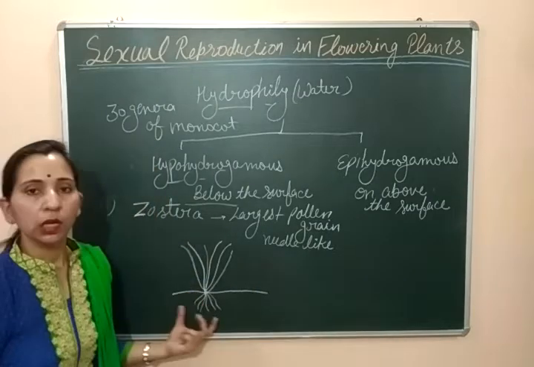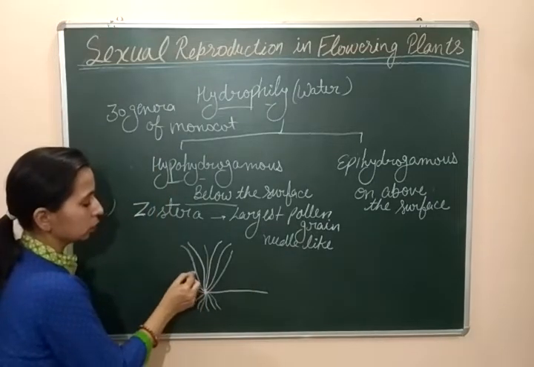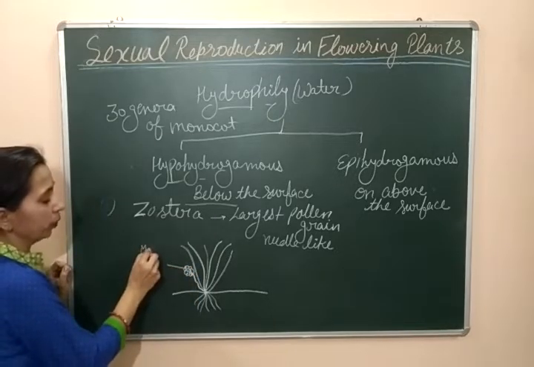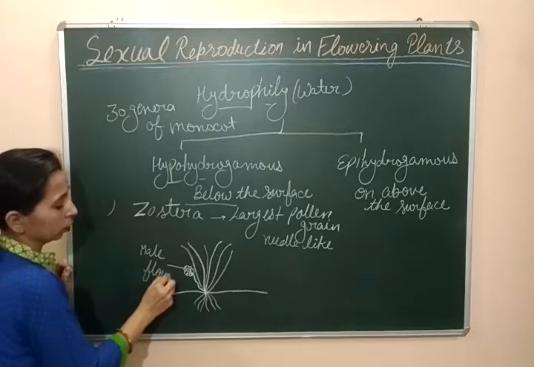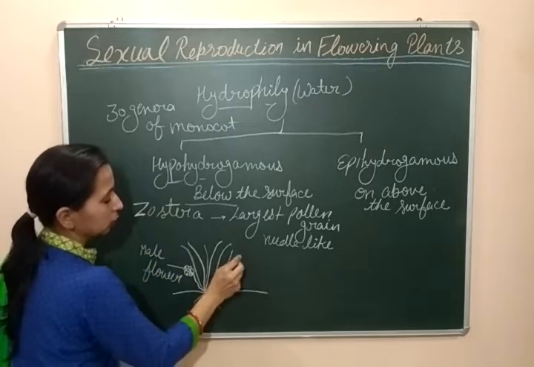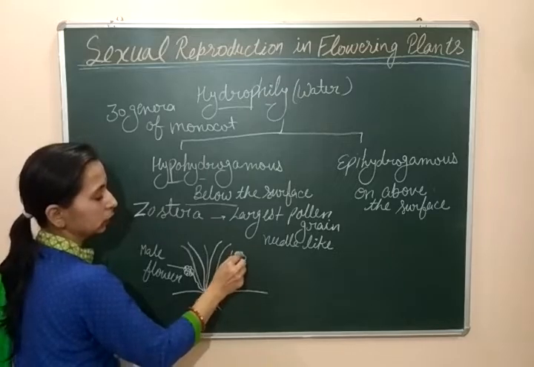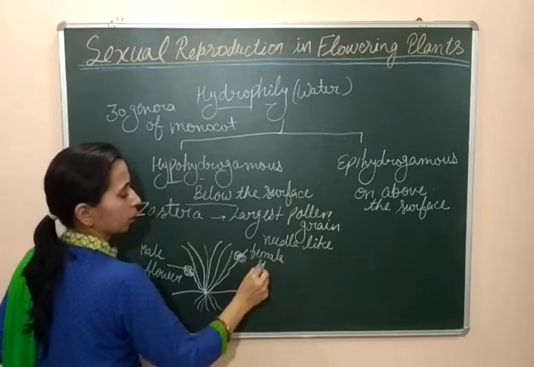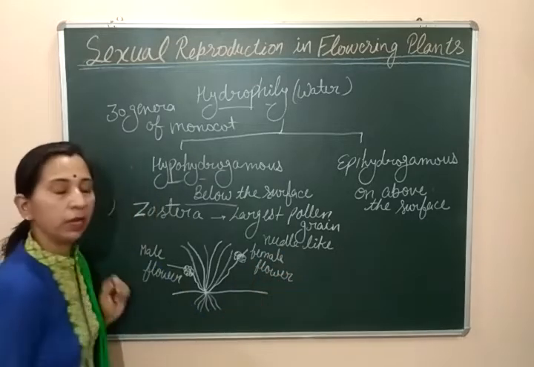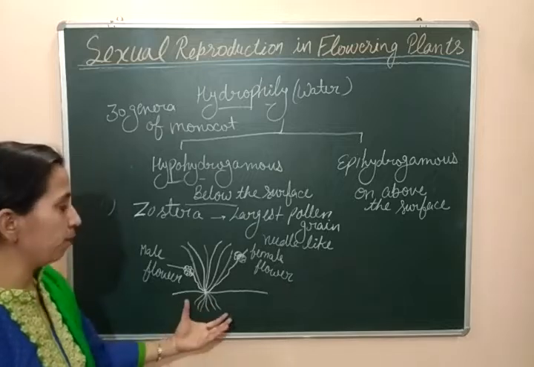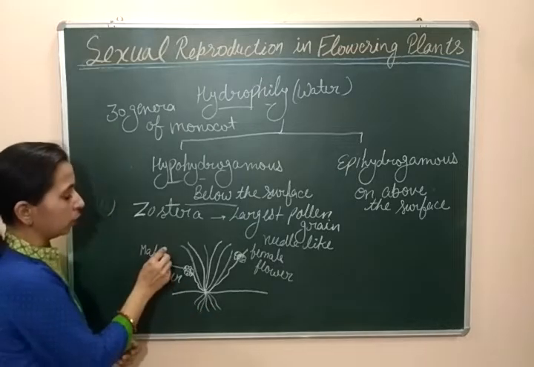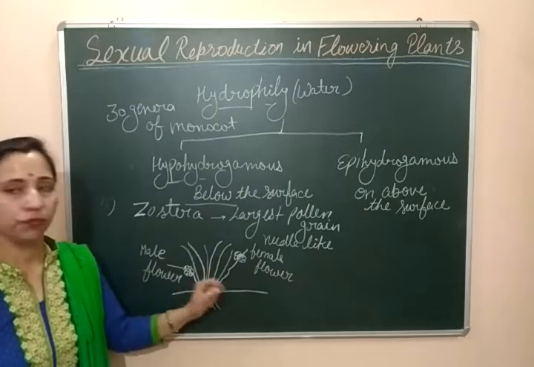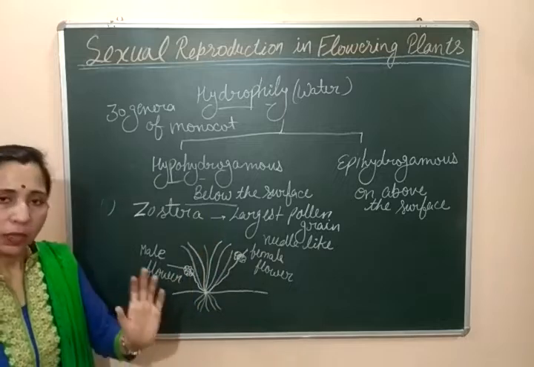In the case of Zostera, one part will form the male flower. Suppose this is the male flower, and at another part of the plant, the female flower is present. Here male and female flowers are both present on the same plant. This is the male flower at one side, and on another side the female flower is present. Now see what happens here.